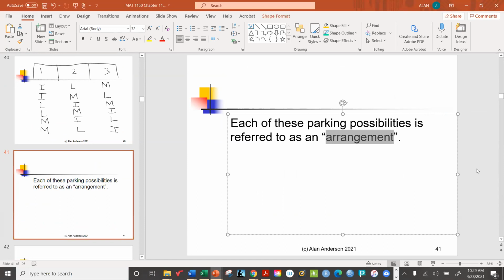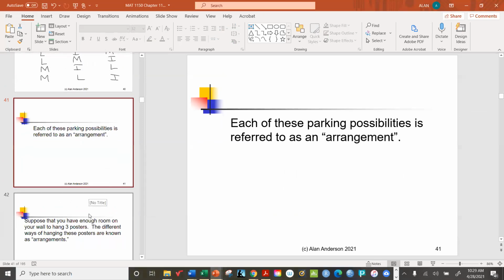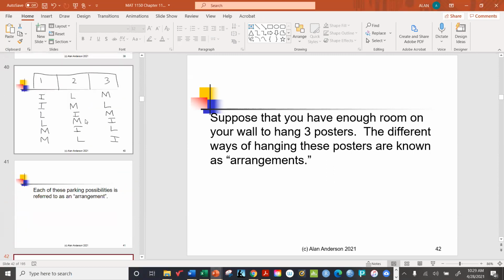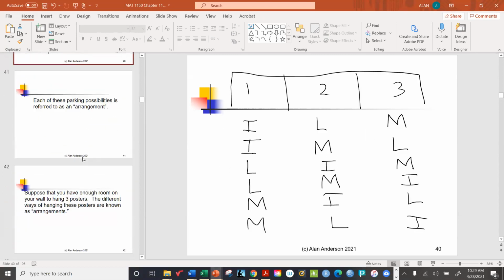And similarly, you could create arrangements. Imagine you have a space in your room. For example, here's a good example. You have enough room on your wall to hang exactly 3 posters. You only own 3 posters. How many different ways are there to hang them? Well, each way of hanging them is referred to as an arrangement. And since there's 3 posters, clearly it will be the same as what we had here, which is 6.